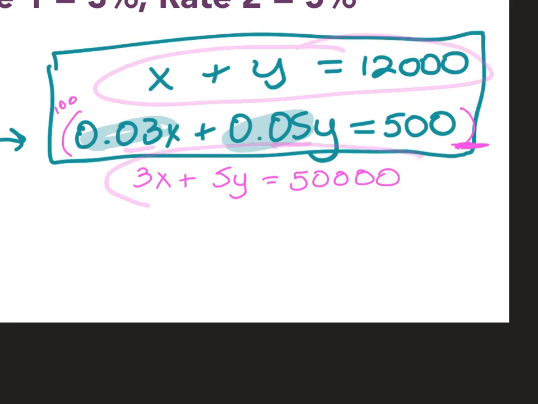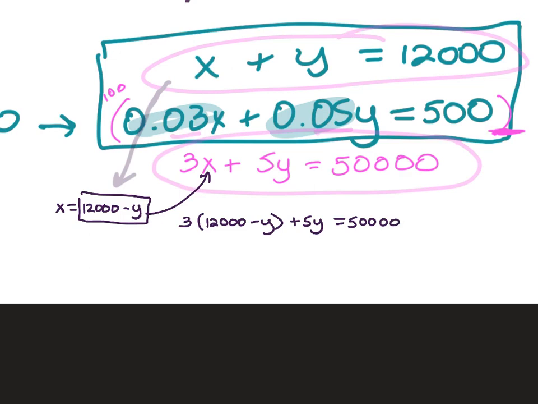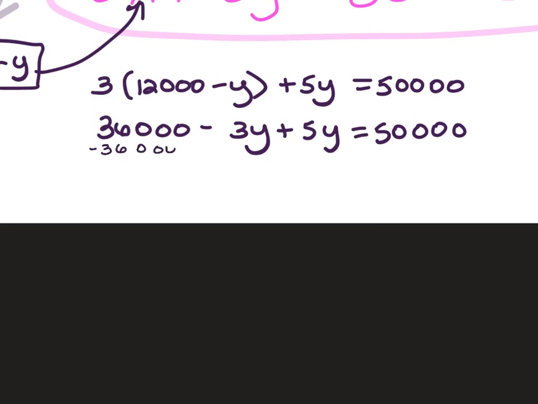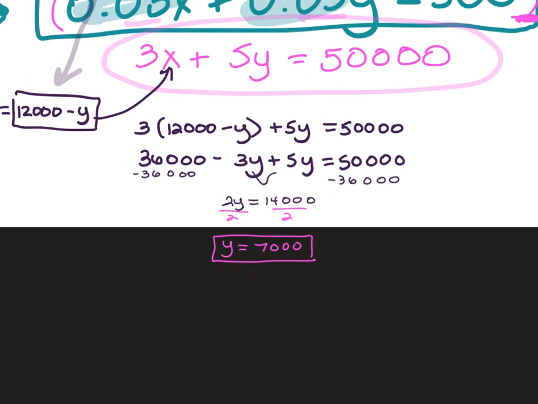Now I'm using this equation and this equation, which is going to be easier to solve for a variable. That first one, right? So I'm going to take this. I can say X equals 12,000 minus Y, and then take that and plug it in here. Distribute. Subtract this. Combine these. Divide by 2. There's my Y.